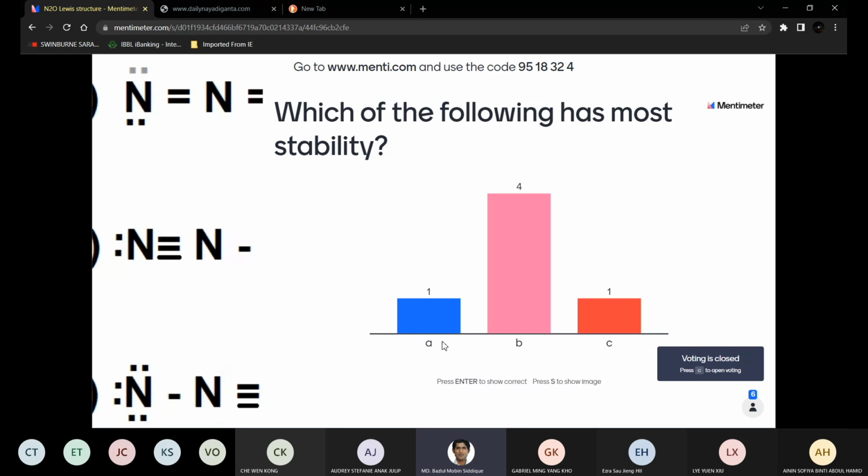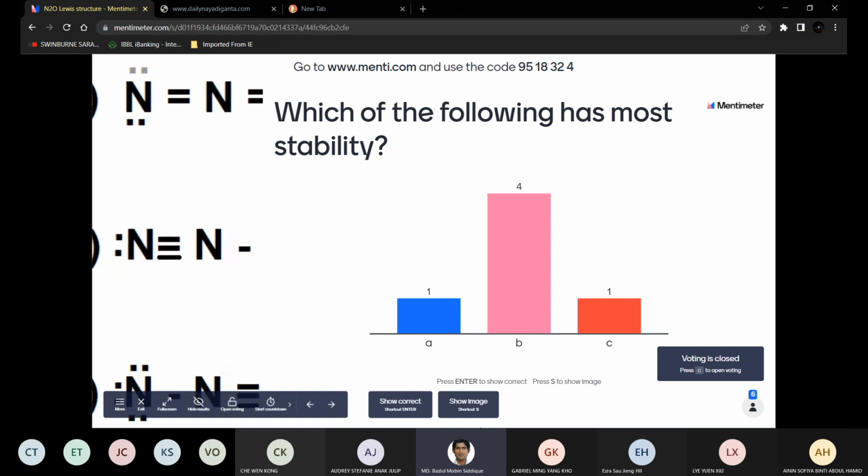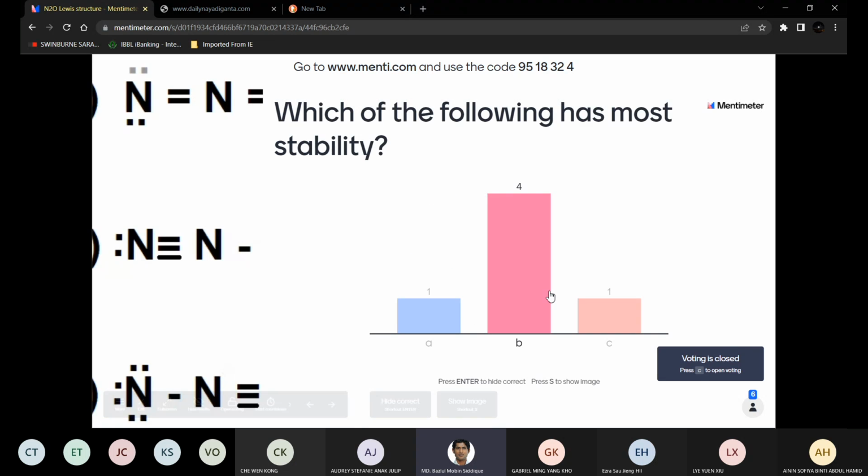Okay, so 1 student went for A, 4 for B, and C also 1. Show the correct answer. Good, most of you chose the correct one. So B is the most stable compound. If you go to the recorded session that I had on Canvas, you will find the explanation for why it is more stable.